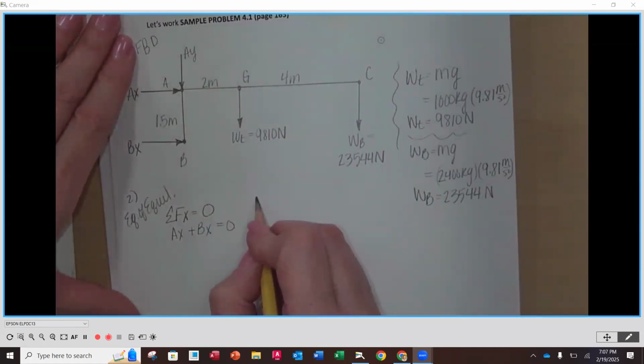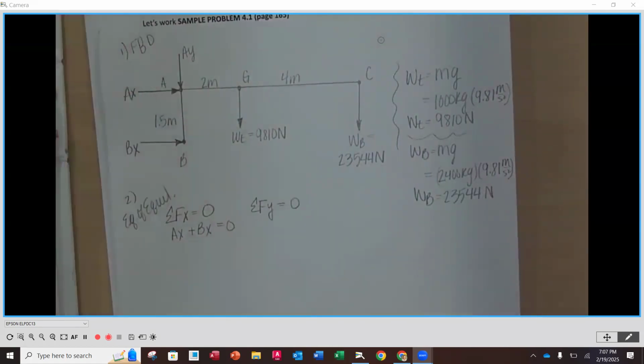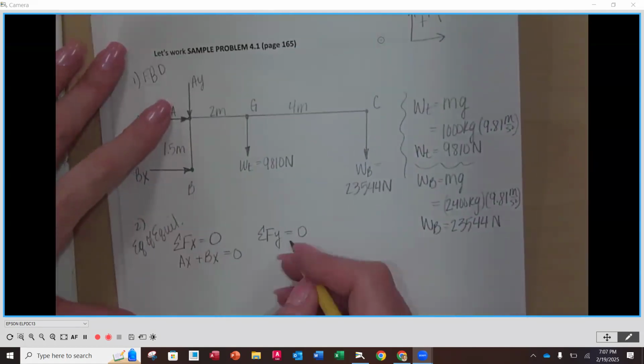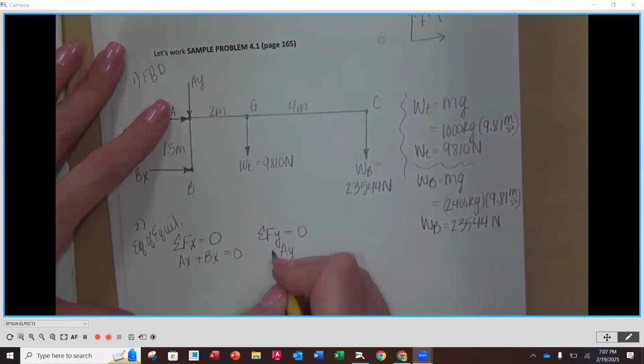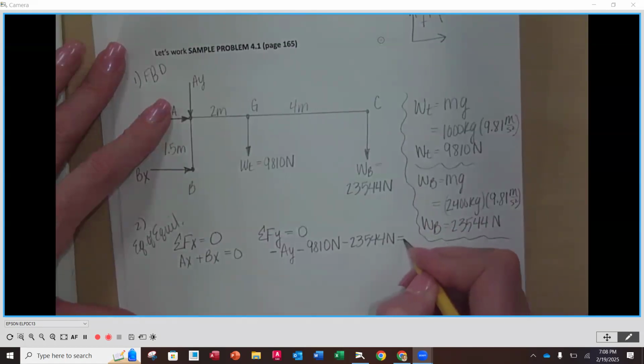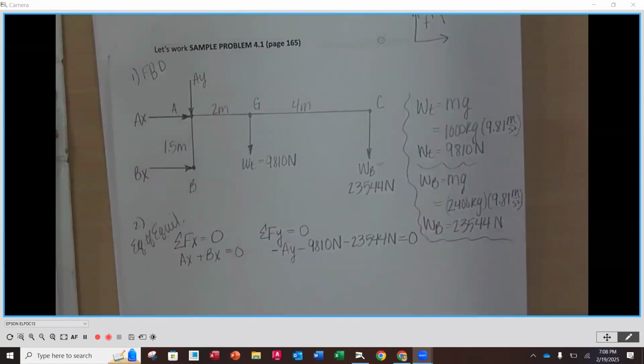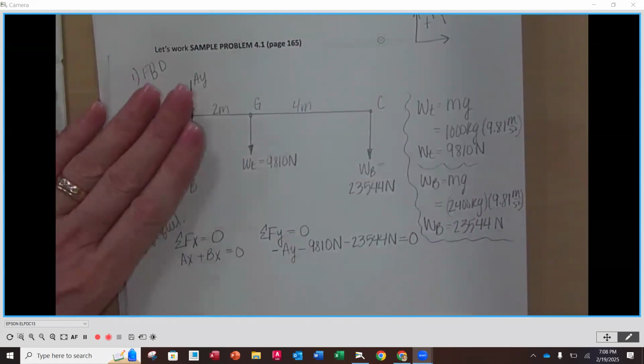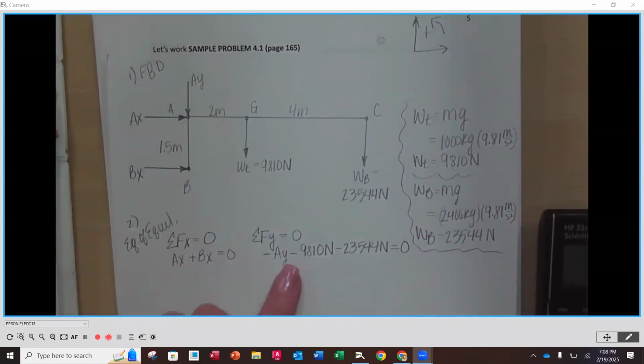The next one we're going to do is sum the forces in the y equals 0. So looking in the y direction, I have an AY negative because I assumed it going down. I have a negative 9,810 newtons. And then I have a negative 23,544 newtons. And that's all my forces in the y. So I set it equal to 0. This is good news. I only have one unknown here, right? So I can combine what I have and solve for AY. So go ahead and do that.